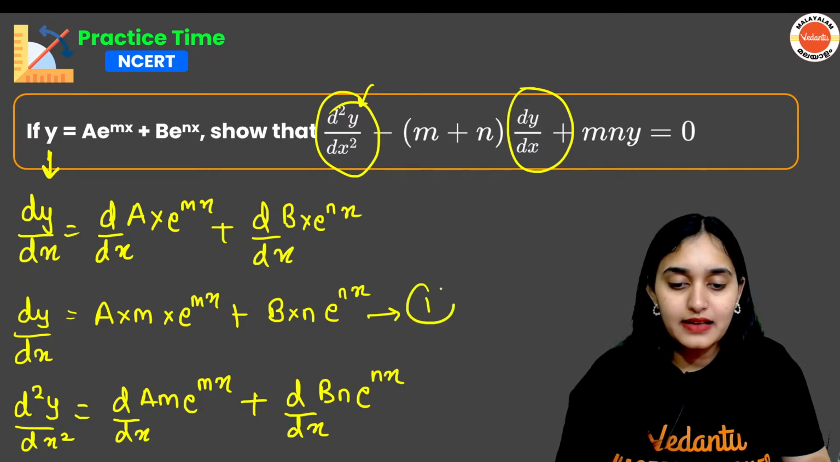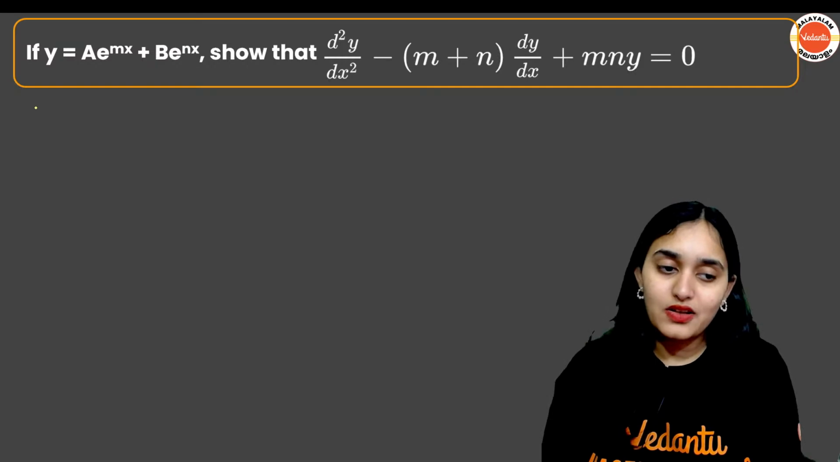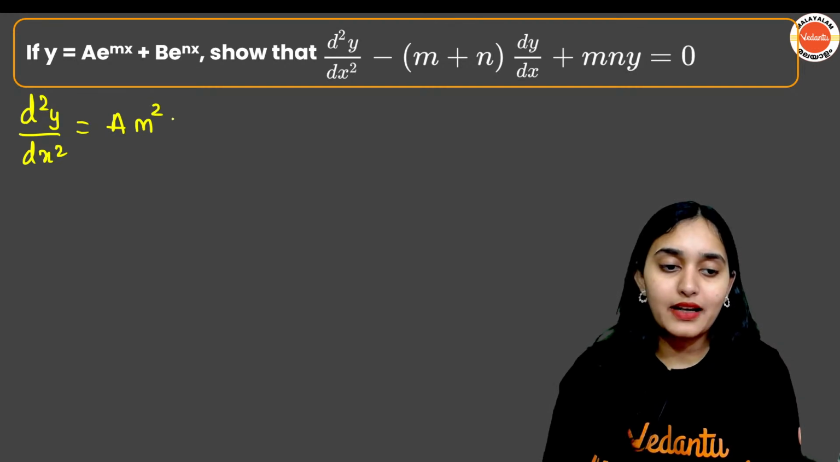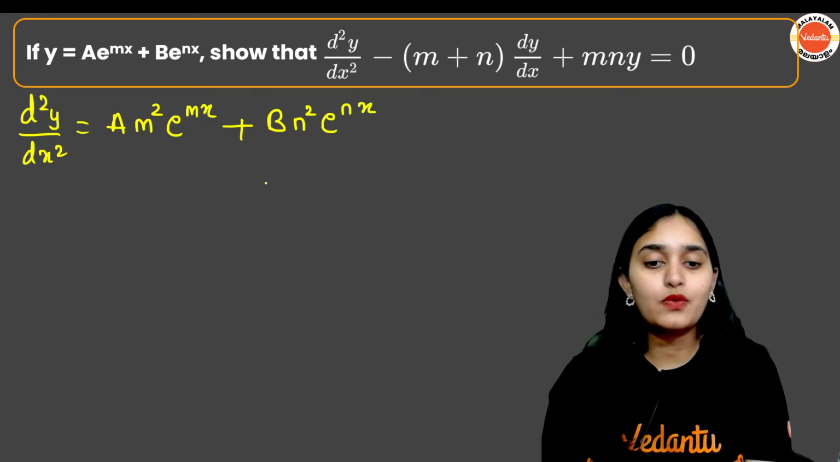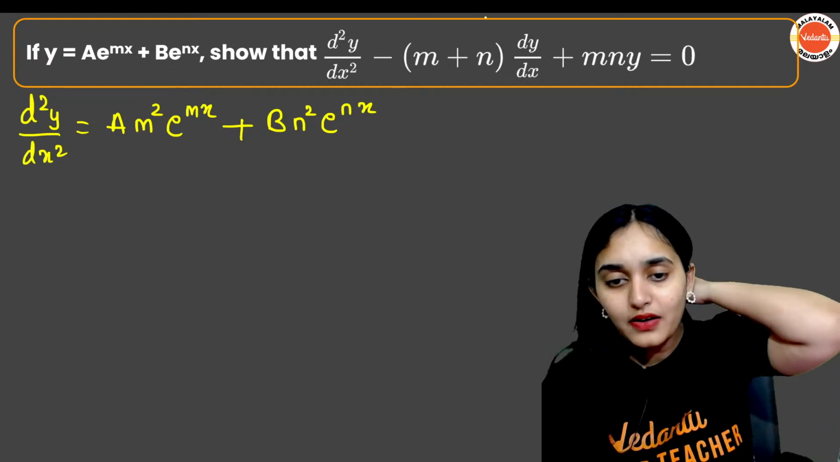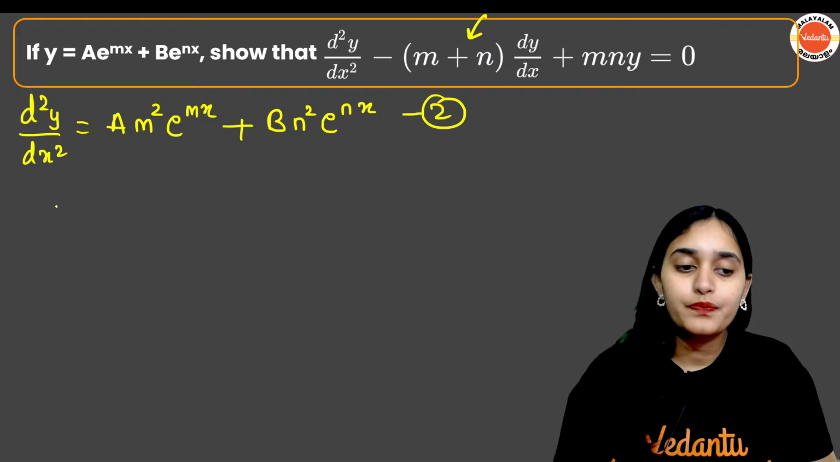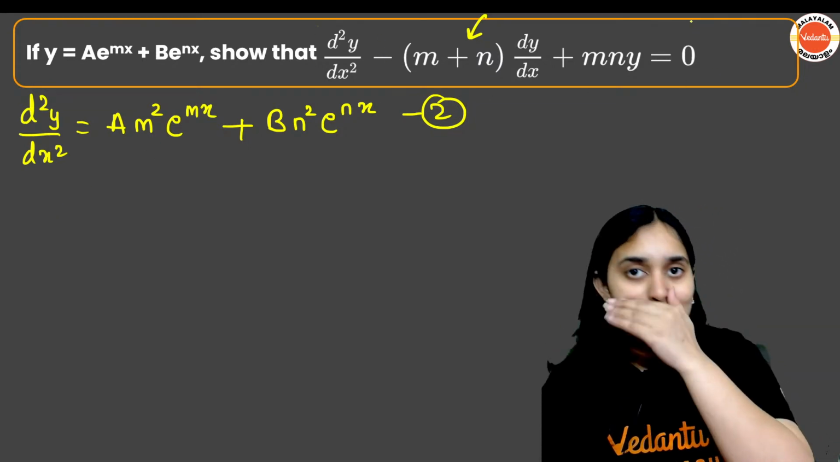So mark it as equation number 1. Now e to the power mx differentiation again gives d square y by dx square is a into m square into e to the power mx plus b into n square into e to the power nx. So this is d square y by dx square. This is equation number 2. Now let's take the left hand side and see what we get as the answer.